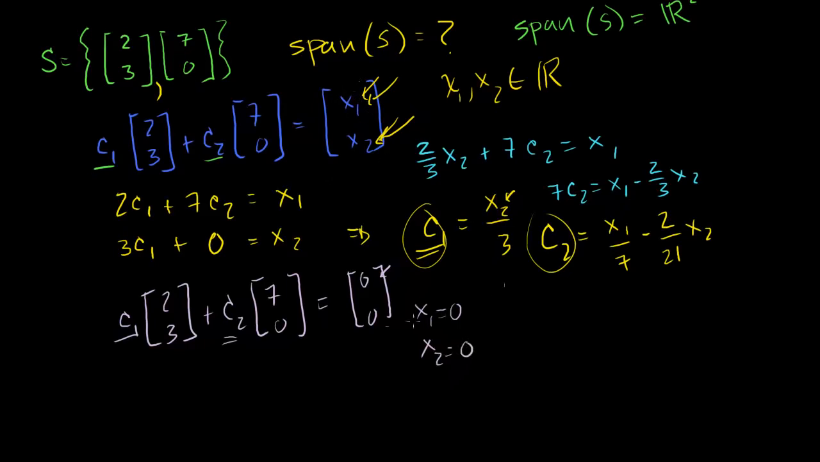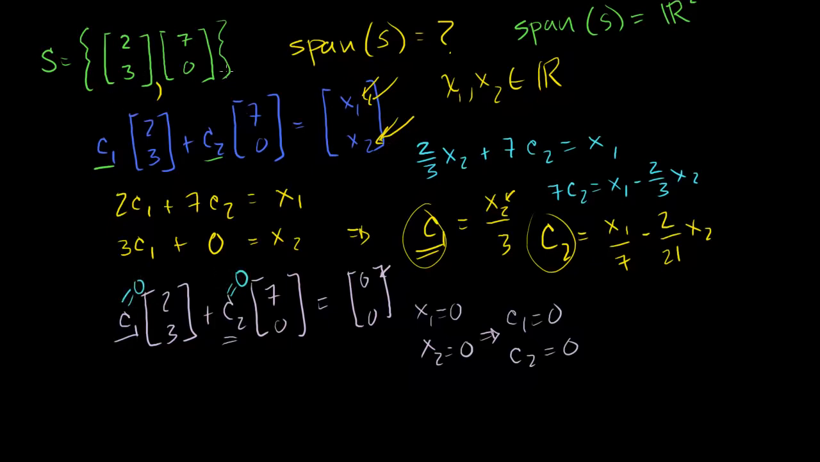If I want to get the 0 vector, c1 is equal to 0 over 3. So c1 must be equal to 0. And c2 is equal to 0 over 7 minus 2/21 times 0. So c2 must also be equal to 0. So the only solution to this was setting both of these guys equal to 0.